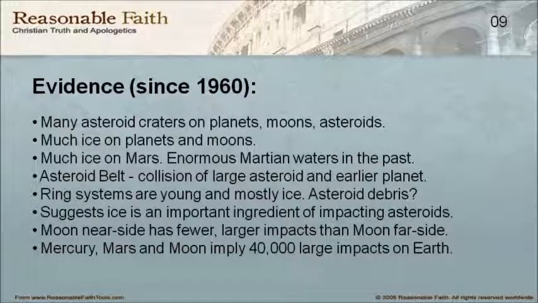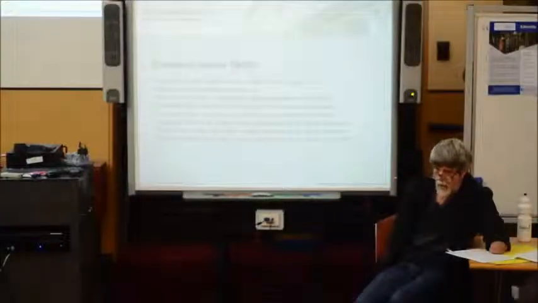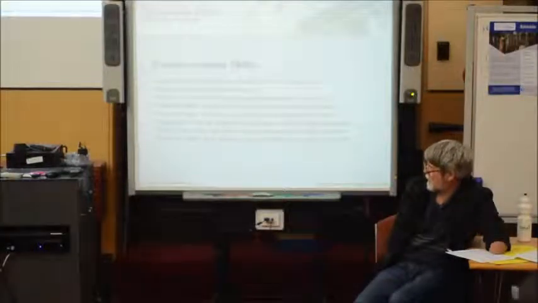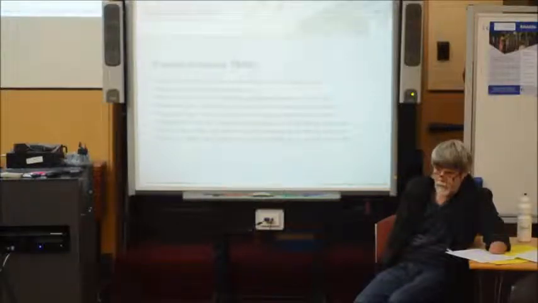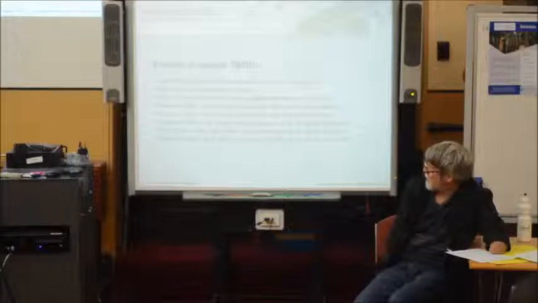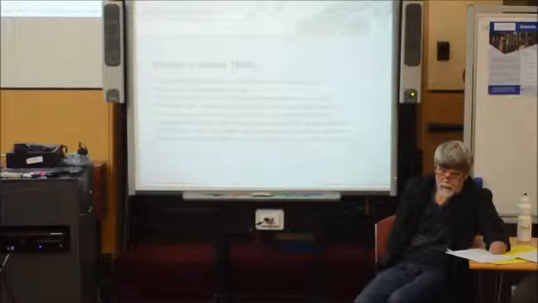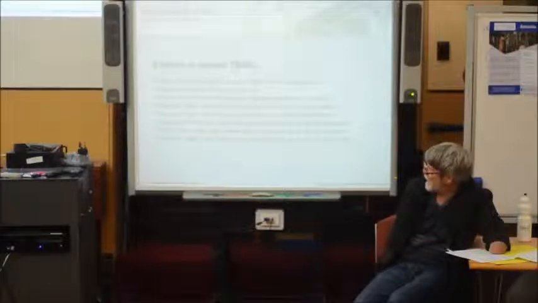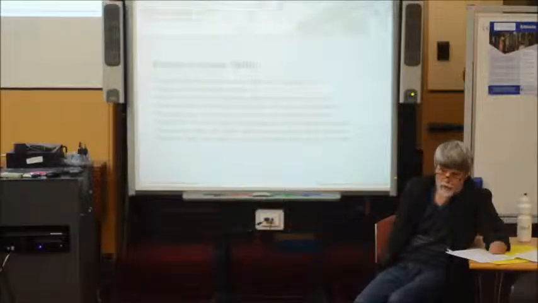Since 1960, we have had very much better pictures of our solar system, and a lot of things have been discovered that people before 1960 could not know, and these are all in that category. Many asteroid craters are found on the planets, on the moons, on the asteroids themselves. The asteroid belt as a body in our solar system is made up of a lot of fairly small objects. And when you look close at them, they've had a lot of strikes and leave a lot of damage on them.